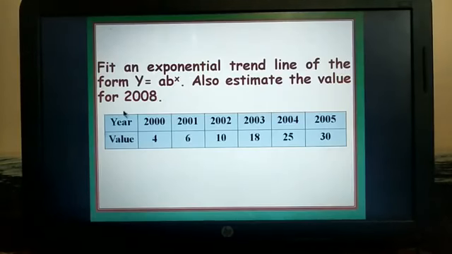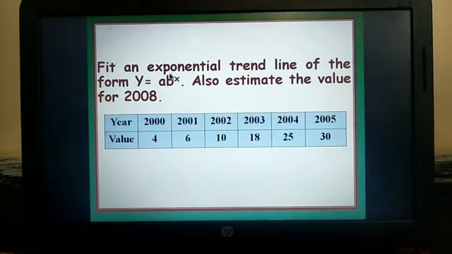Year and values are given. Look at the cursor. The years are 2000, 1, 2, 3, 4 and 5. How many numbers? 1, 2, 3, 4, 5, 6. Six numbers are given, so a total of 6 observations are given. Accordingly, the values have been given, 4, 6 till 30. What is to be done?